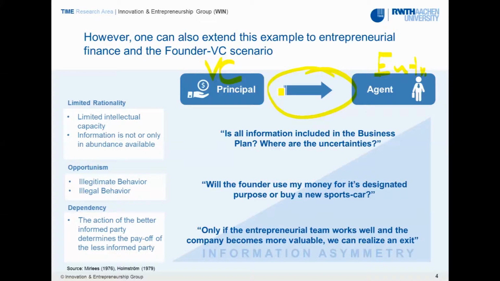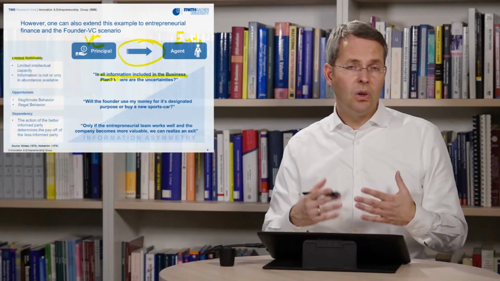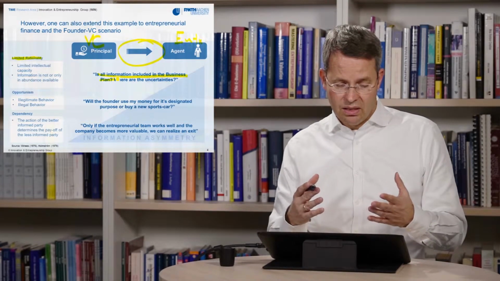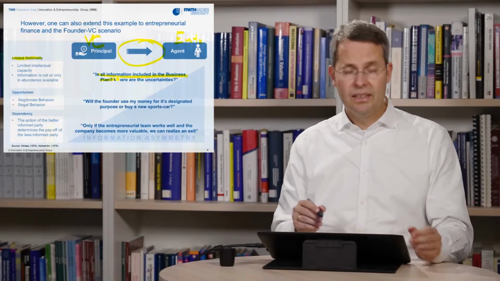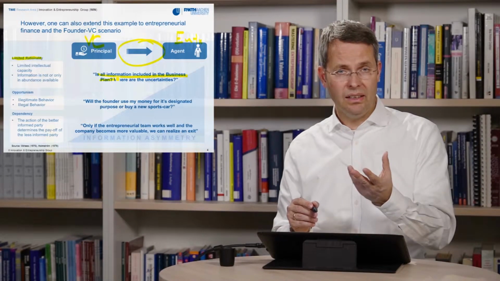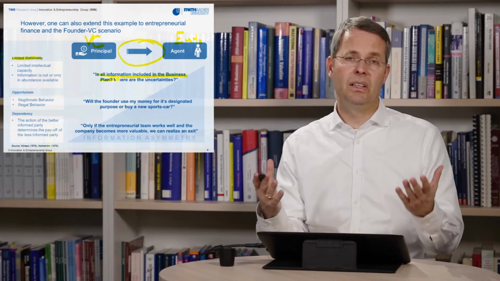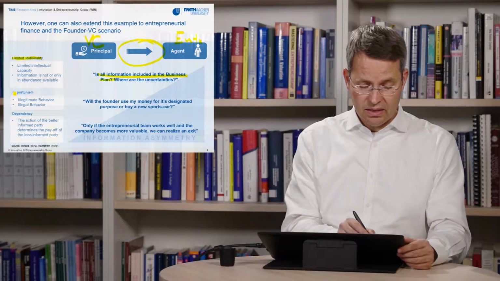And the contract brings these two parties together. It makes these two parties dependent on each other. And again, there is limited rationality. Is all the information included in the business plan really correct? And are there more uncertainties the entrepreneur is not talking about? On the other hand, is the VC also telling the truth about how he can help in the future? Those are typical examples of limited rationality.